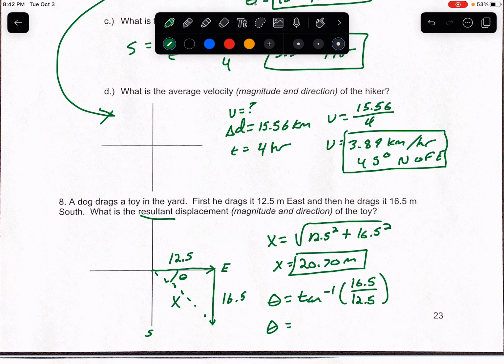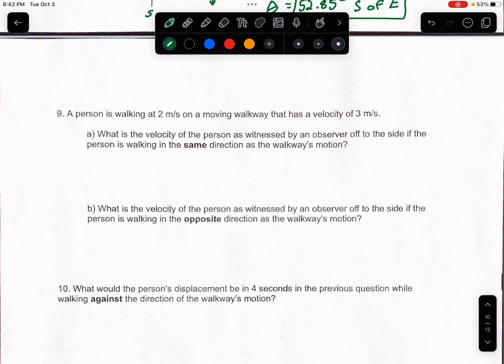So I'm going to put that in my calculator, and we're going to get 52.85 degrees. It is touching the east line, so that has to be the last letter. So we're going south of east. So there is your angle there. Moving on to the next one.